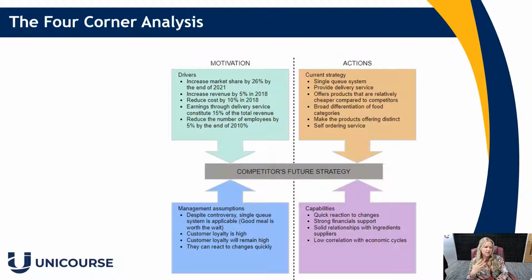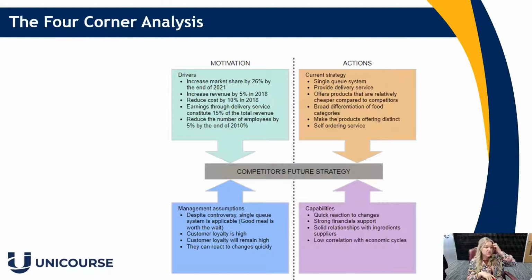It's looking at the competitor's future strategy. And I know we can't foresee what other people are going to do, but we can think about what their motivations are. Their motivations and their key drivers might be to reduce cost by 10% in 2018. And if it's a transparent organization, they might have a website with that information clear for you to see as a competitor. Their strategy might also be clear to see, and that tells you what the actions might be.